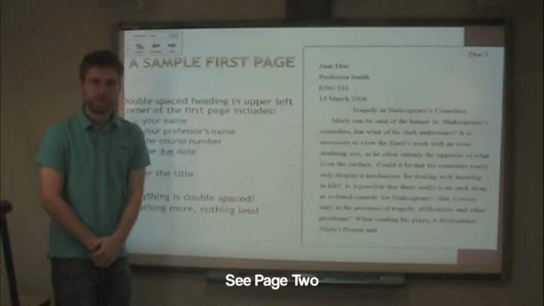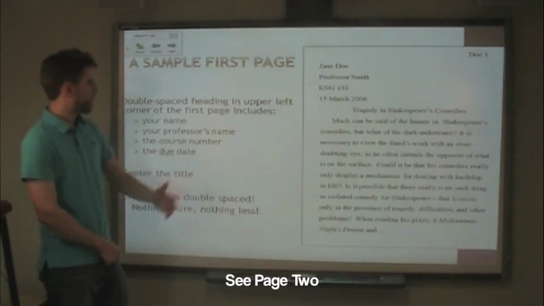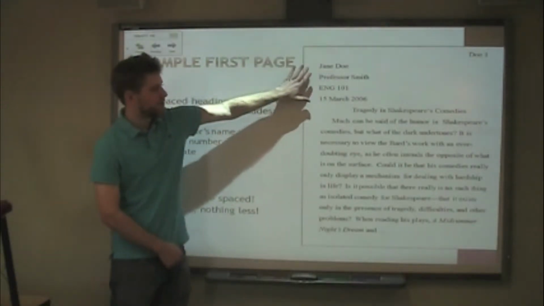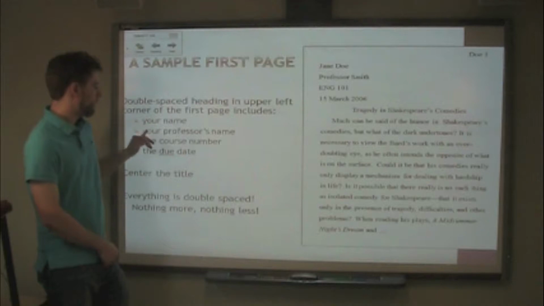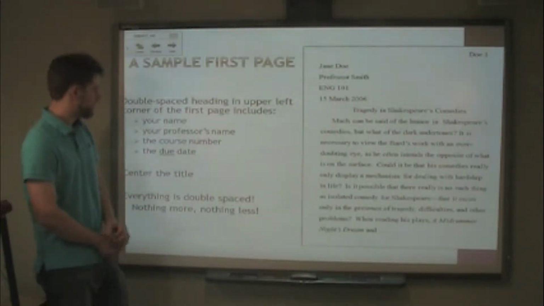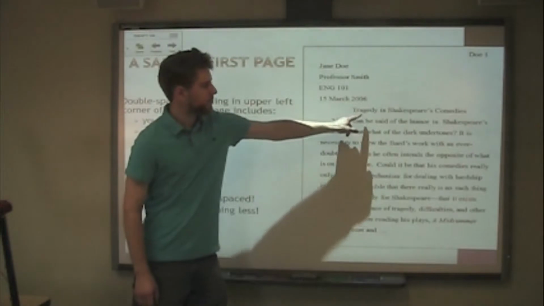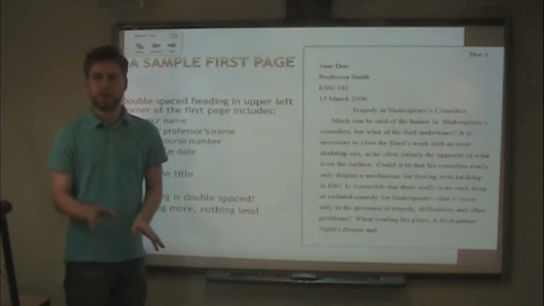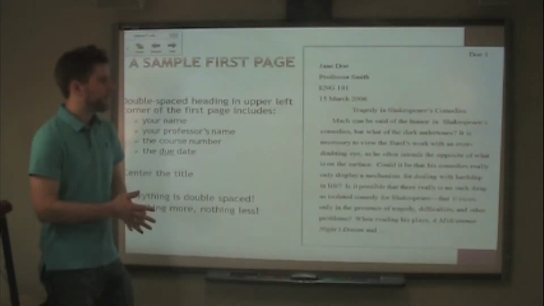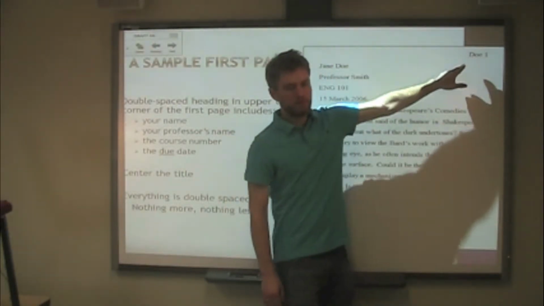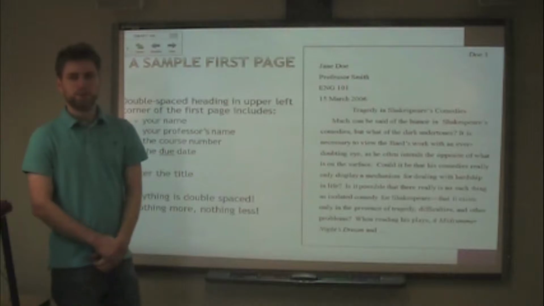And this is on page 2 of the handout. This is an example of a sample first page. This is the first page, so you need to have this header. Your name, professor's name, the course number, and the due date, not the day you're writing it. They might be the same, but it's the day it's due. You need to center the title, as we see here. And everything is double-spaced, no more, no less. Do not add extra spaces after paragraphs. And then in the header for the entire document, we have the student's last name and the page number for that page.